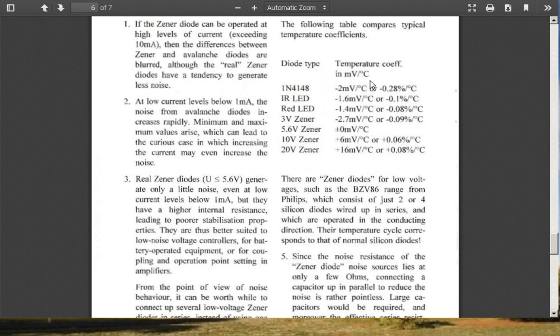Temperature coefficients in millivolts per degree centigrade. There's some diodes, LEDs. A 5.6 volt Zener has no temperature coefficient. The higher voltage Zeners have a higher temperature coefficient. The LEDs have negative temperature coefficients. The 1N4148 has a negative temperature coefficient.